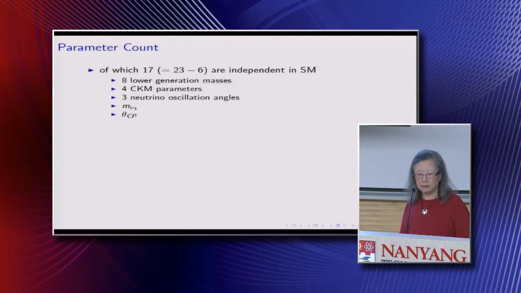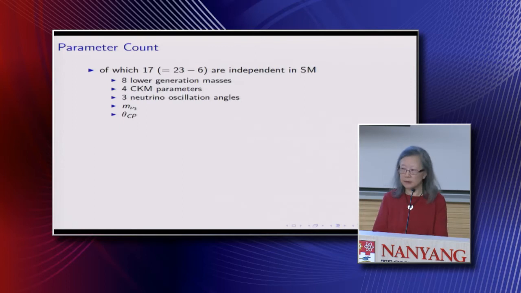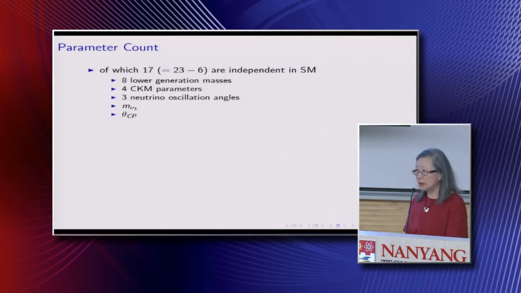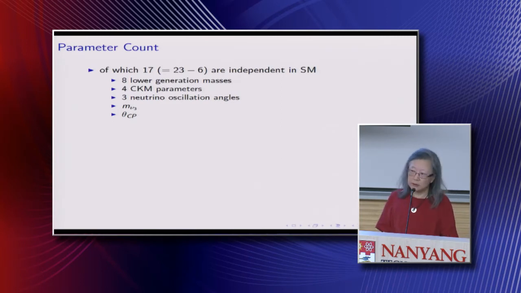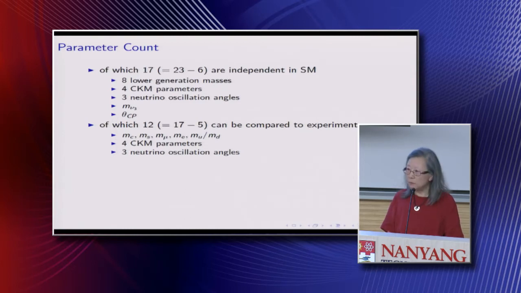Of these, 17 are supposed to be independent parameters in the usual formulation of the standard model. So the eight lower generation masses, the four CKM parameters, the three neutrino oscillation angles, the Dirac mass of the third, heaviest neutrino, and theta CP. And of these 17, 12 can be compared to experiment. So we have m_c, m_s, m_u, m_e, the ratio of m_u and m_d. Remember the masses of the u quark and the d quark were measured at 2 GeV. In fact, the numbers given are the masses measured at 2 GeV and not at the mass of the particles themselves, and the three neutrino oscillation angles.